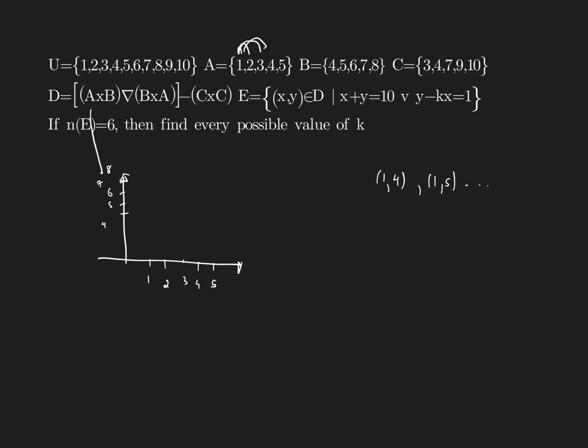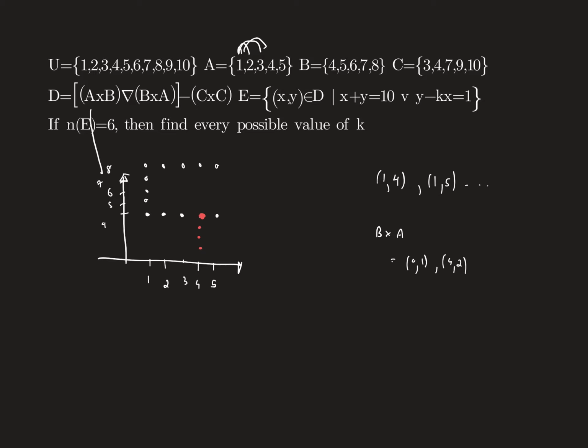So A times B will be something like (1, 4), which is here, (2, 4), which is here, (3, 4), (4, 4), and (5, 4), up until here. I won't write it all, but I suppose you get the idea. And B times A in turn will be like (4, 1), (4, 2), something like that. So suppose this is (4, 1), (4, 2) will be something here, (4, 3), and (4, 4).